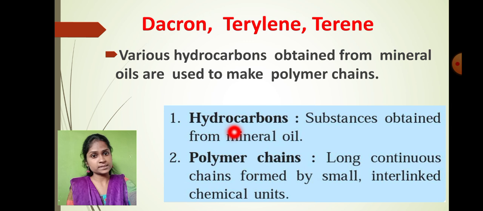Hydrocarbon: hydro means hydrogen and carbon. The compounds which contain hydrogen and carbon are called what? Hydrocarbon. So whatever substances we obtain from mineral oil, we call them hydrocarbons. Now what do you mean by polymer chain? Poly means what? Many. Whatever small chains we combine together to get a long thread, it is called what? Polymer chain. Is that clear? So hydrocarbons and polymer chains are used to make Dacron, Terylene and Terene, etc.